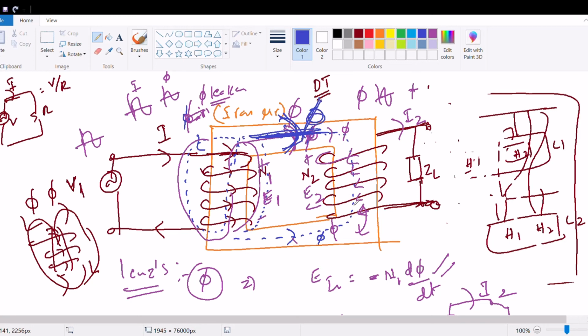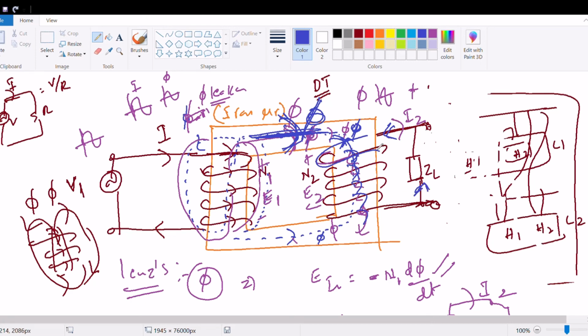So how do you produce this? If current is coming like this and going like this, then you can get the flux direction. If the current is coming like this, the flux produced by this winding is in the opposite direction to the working flux. Therefore, the current direction for this load is like this.